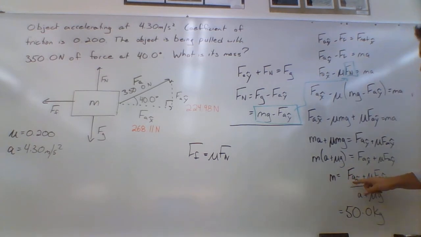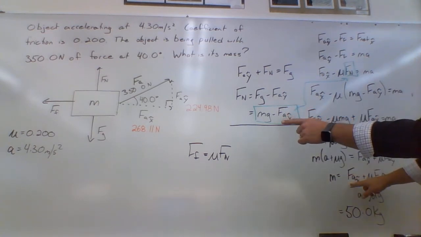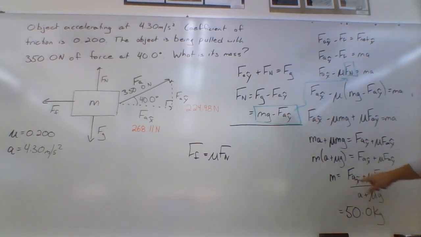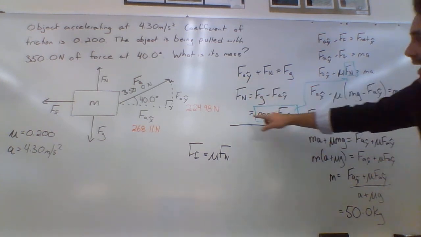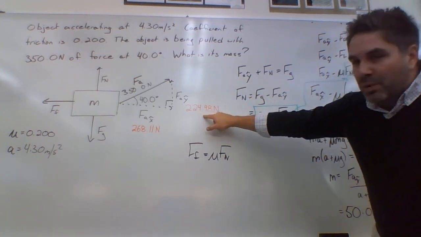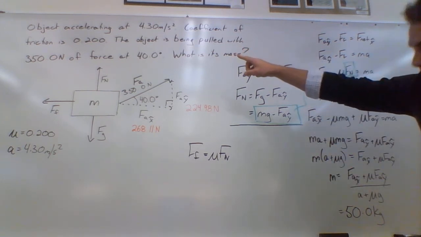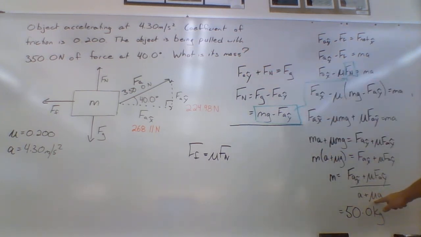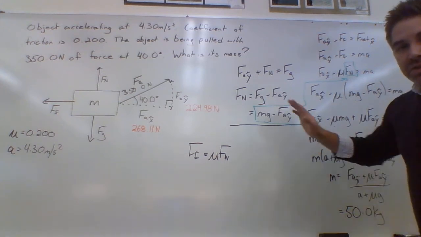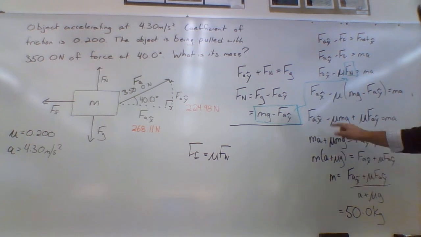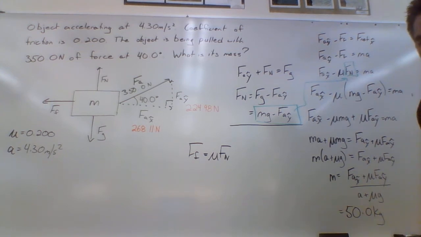So that value would be your FAX, 268.11, plus mu 0.200 times our value of the FAY, 224.98, divided by acceleration, 4.30 meters per second squared, plus mu 0.200 times 9.81 meters per second squared. Not negative, this is all scalar stuff. No positives, negatives, just adding, subtracting where required for the equation. Plug that all in, I get 50 kilograms for the mass, and that is the solution to it.